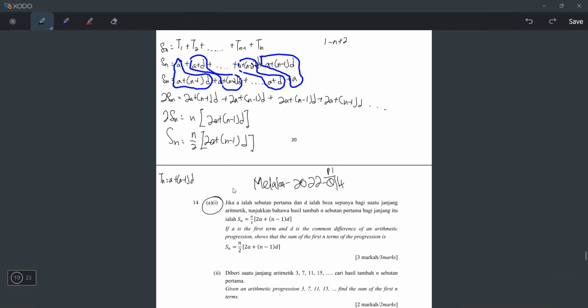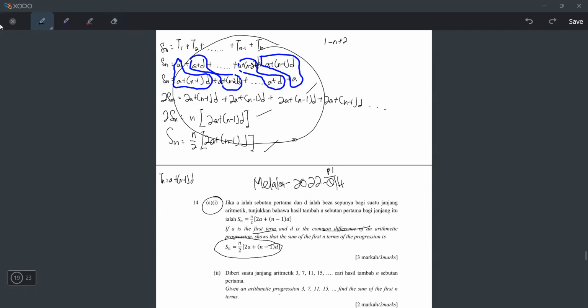All right, let's see what Paper 1 says. If A is the first term, D is the common difference, and so on, show that the sum is this one. And this is how I do it. I try to write down Sn and then write it in a different way, then add them together, pair them up. I try to pair them up, and then that's how I show the formula.